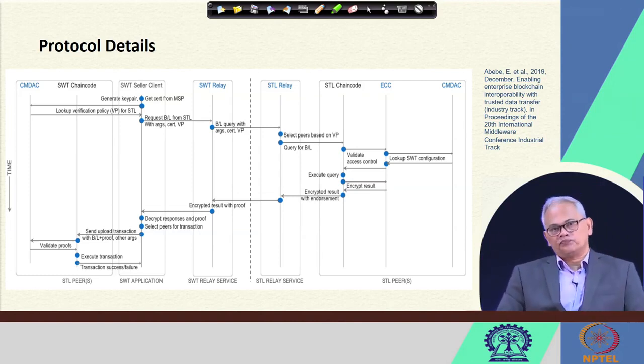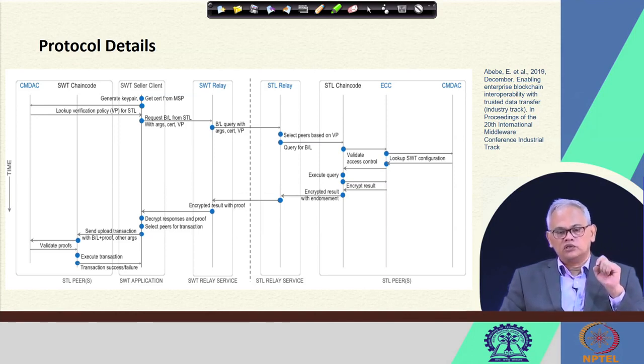So, that is a very interesting work on such permissioned blockchain interoperability, where we showed how data can move from one network to another, but at the same time it should also ensure that autonomy is not violated. That is the important part. So, with that we come to the end of our discussion of interoperability in blockchain networks.